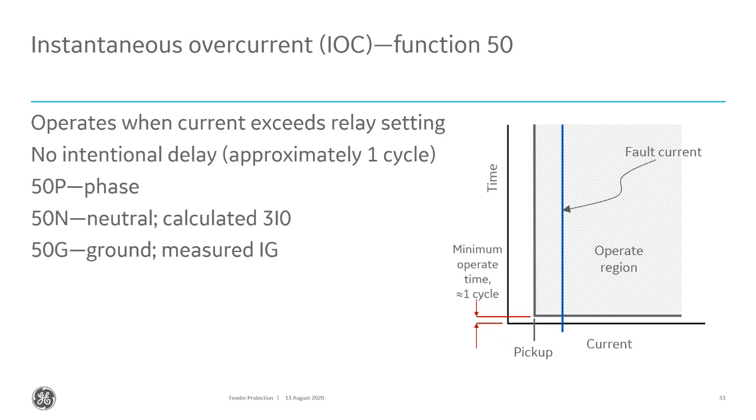And what that looks like on a curve is when I set the pickup, anything in that shaded region will trip first. So anything above the pickup and above one cycle. So any fault that is above the pickup that I've set, say the pickup is 1 per unit, and if there's a fault anywhere above 1 per unit and that lasts more than a cycle, that instantaneous overcurrent element will pick up and trip.